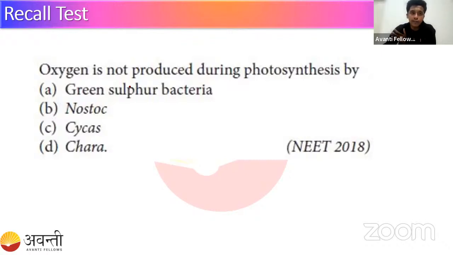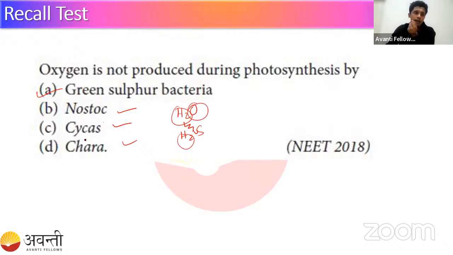So our question is, oxygen is not produced during photosynthesis by which of the following organisms? So we have Nostoc, Cycas, Chara, and then we have green sulfur bacteria. Our Pune students have answered green sulfur bacteria as the option, right? Correct option. So they are absolutely right. What happens is, photosynthesis can be of two types, right? Photosynthesis happens by reduction of, for example, water or H2S, okay? So you need a proton in photosynthesis. Basically energy is used to split the bond between these two atoms, I can tell you, okay?